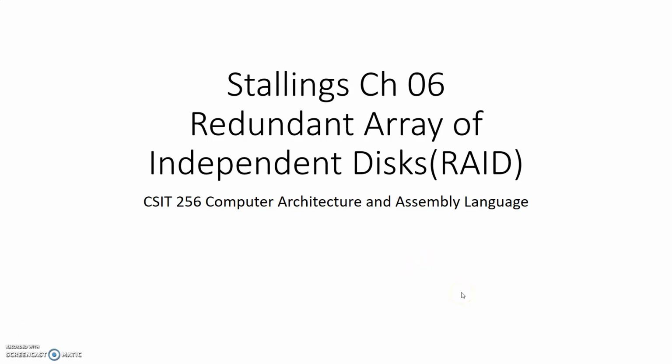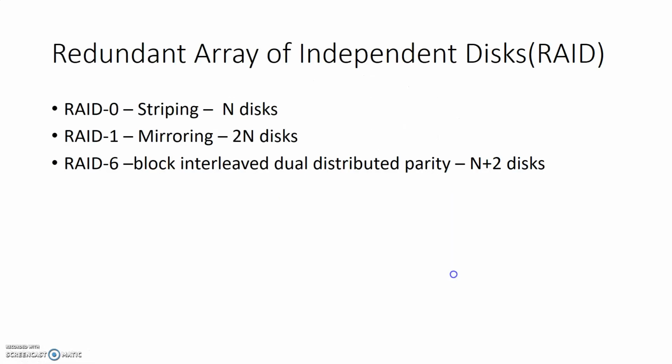This is for CSIT 256 Computer Architecture and Assembly Language, and this is for looking at RAID, Redundant Array of Independent Disks, and this is for Stallings Chapter 6. This is Take 2. So, what we'll look at within this video are three levels of RAID: RAID 0, also known as striping, RAID 1, also known as mirroring, and RAID 6, which we'll get there, but it has a dual block parity that's distributed across the disks.